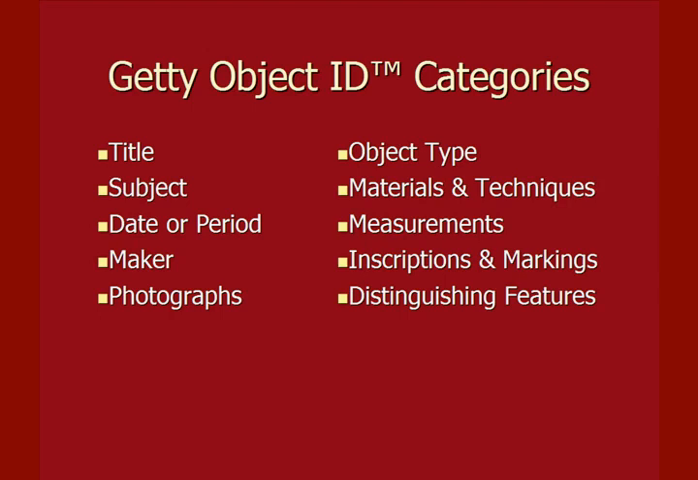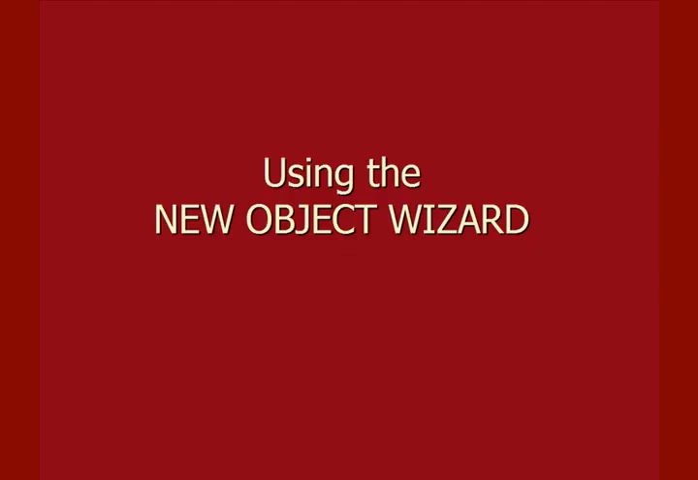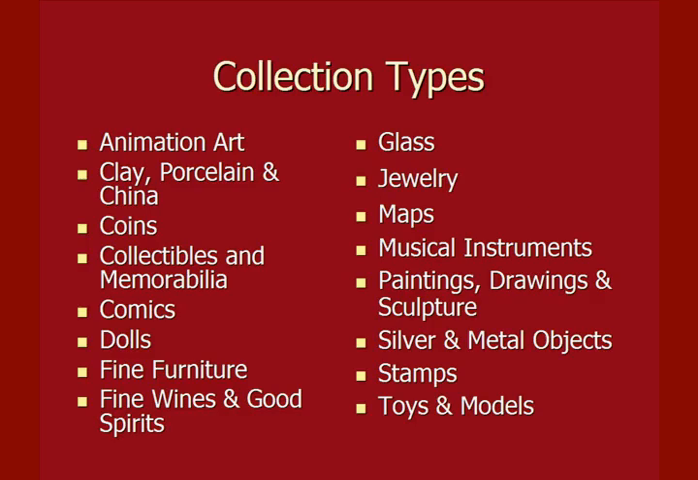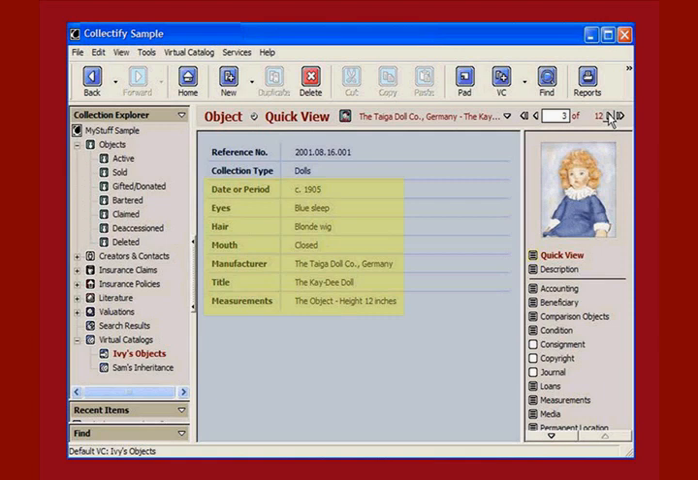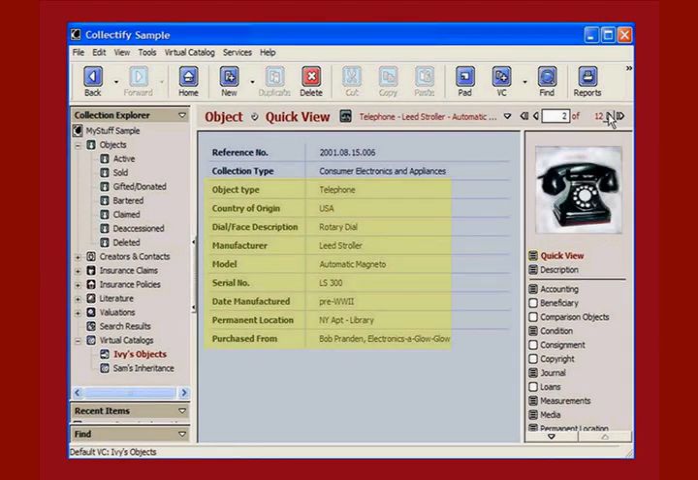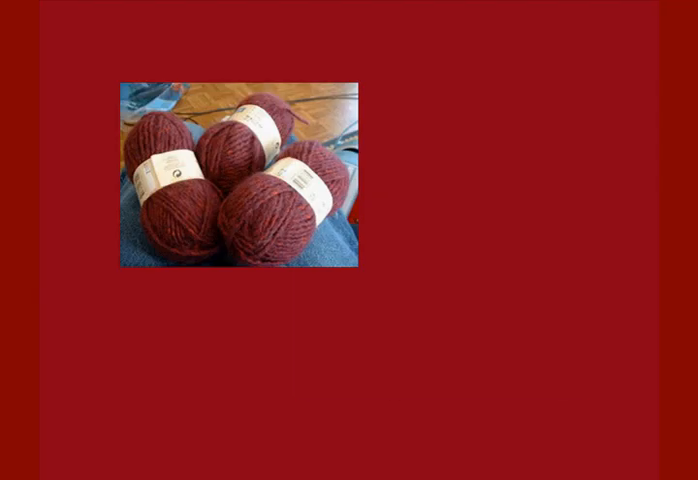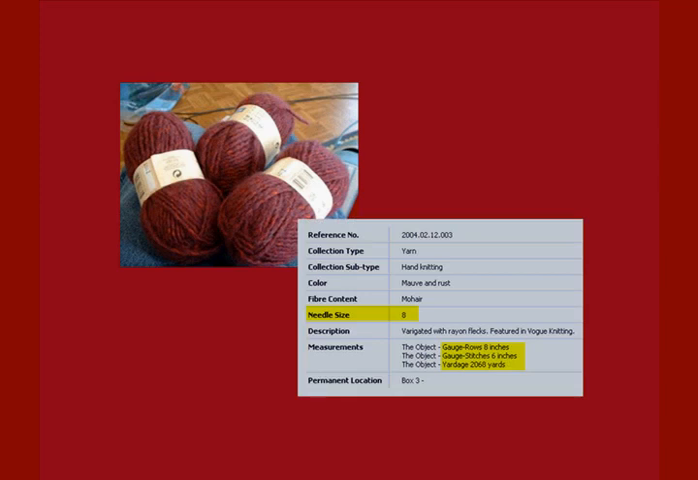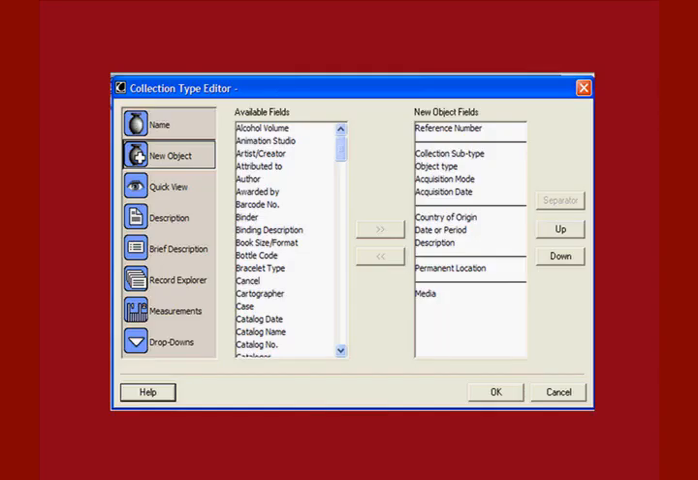In this video, you'll learn how to add a new object to a collection using the new object wizard. Before you add an object, think about the collection type that you will use to reference it, and the categories of information you want to track. If you'd like some ideas, take a few minutes to explore the objects in the sample database to see the types of information fields Collectify uses for various collection types. If you don't see all the fields you need for your collection, don't worry, you can customize a collection type to suit your needs, or even create a new one from scratch, as we'll see in another video.